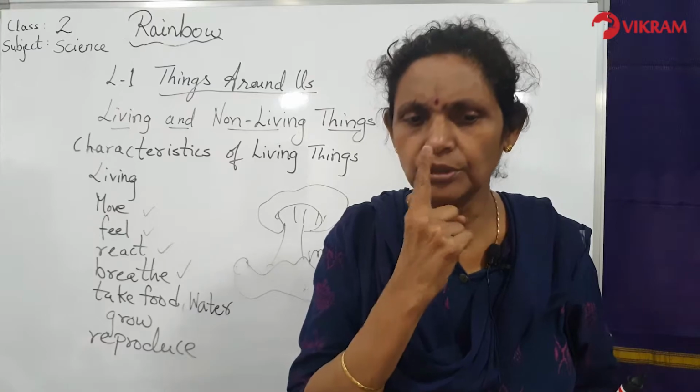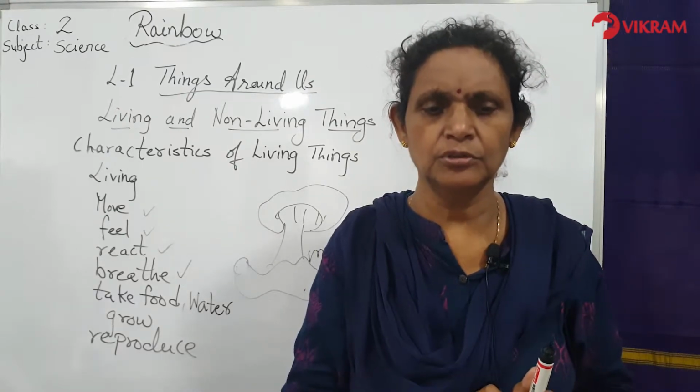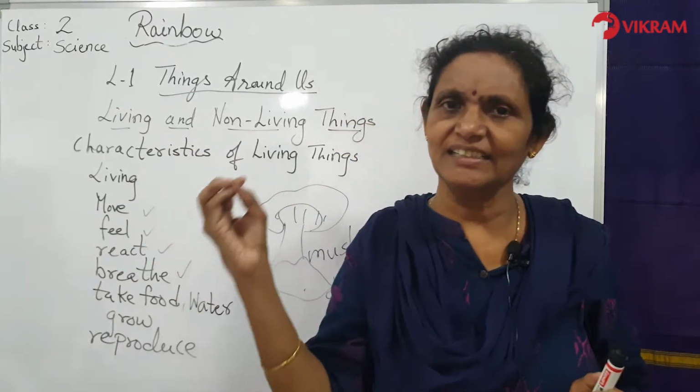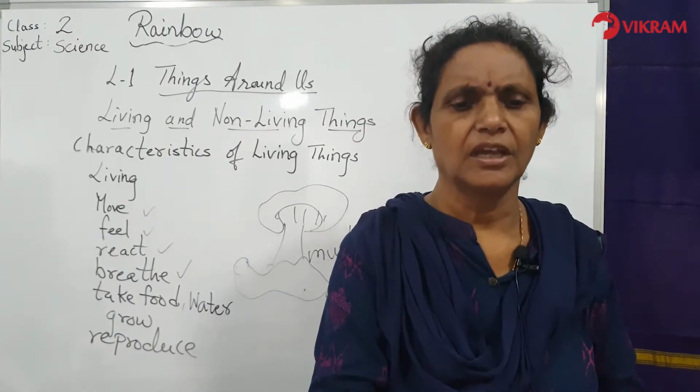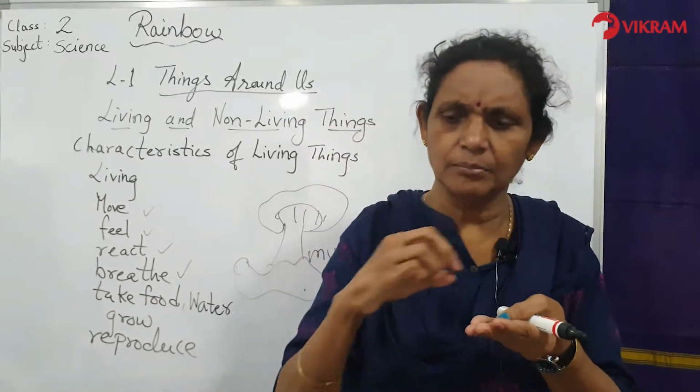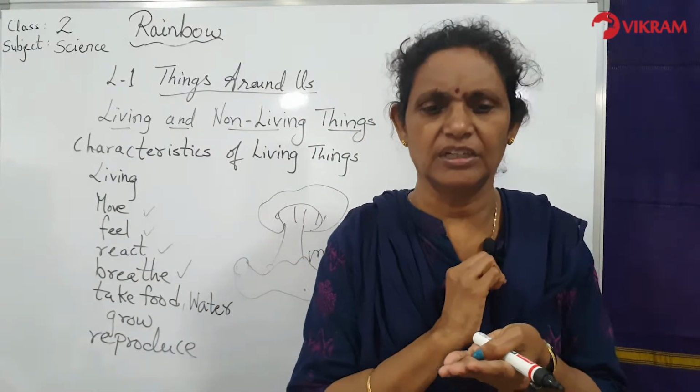The smell of food is very important. The smell of food attracts flies and ants also. So when you have certain food things there, what happens? Immediately small flies will come, ants also will start coming and trying to eat the food.